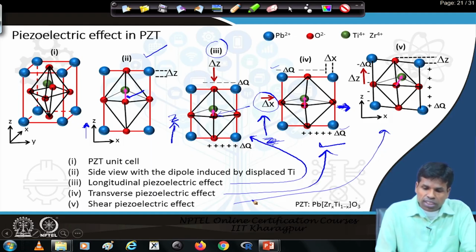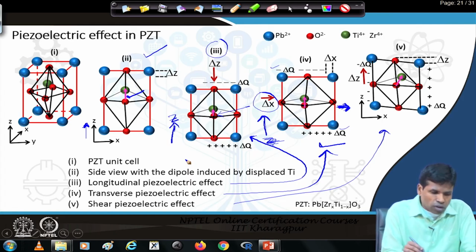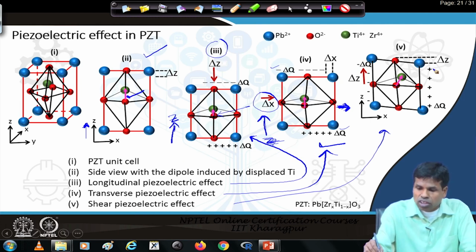And so, what we see here in the crystals, if the poling is done in the z direction, if we apply the strain along the poling direction, then we say it is a longitudinal piezoelectric effect. If strain is applied perpendicular to the poling direction, it is called the transverse piezoelectric effect, and if it is done by shear, it is called the shear piezoelectric effect.